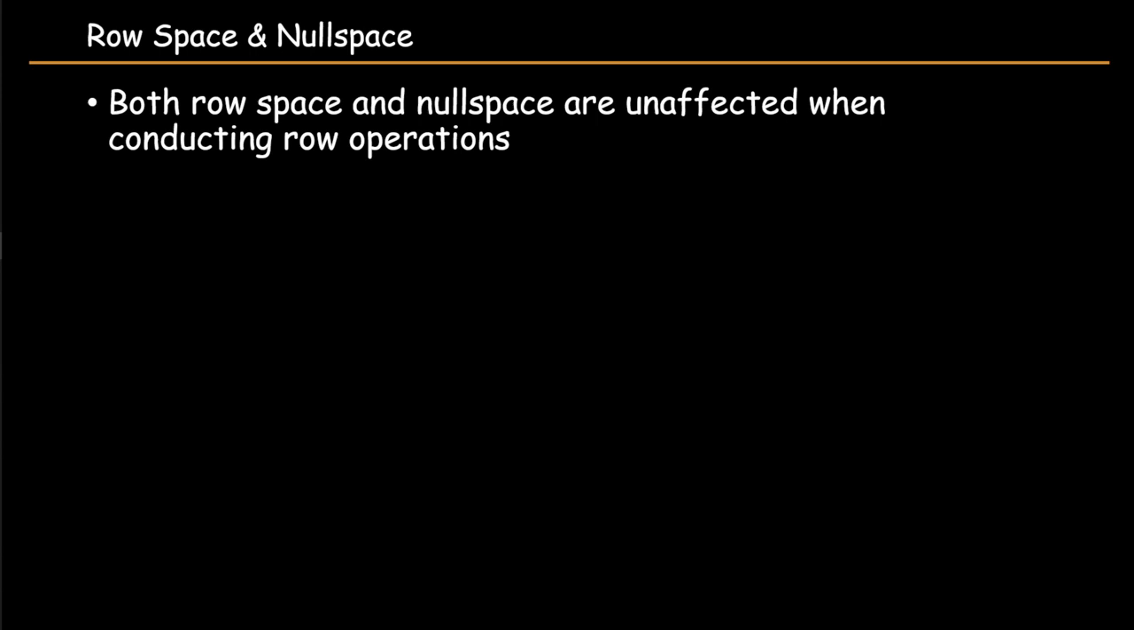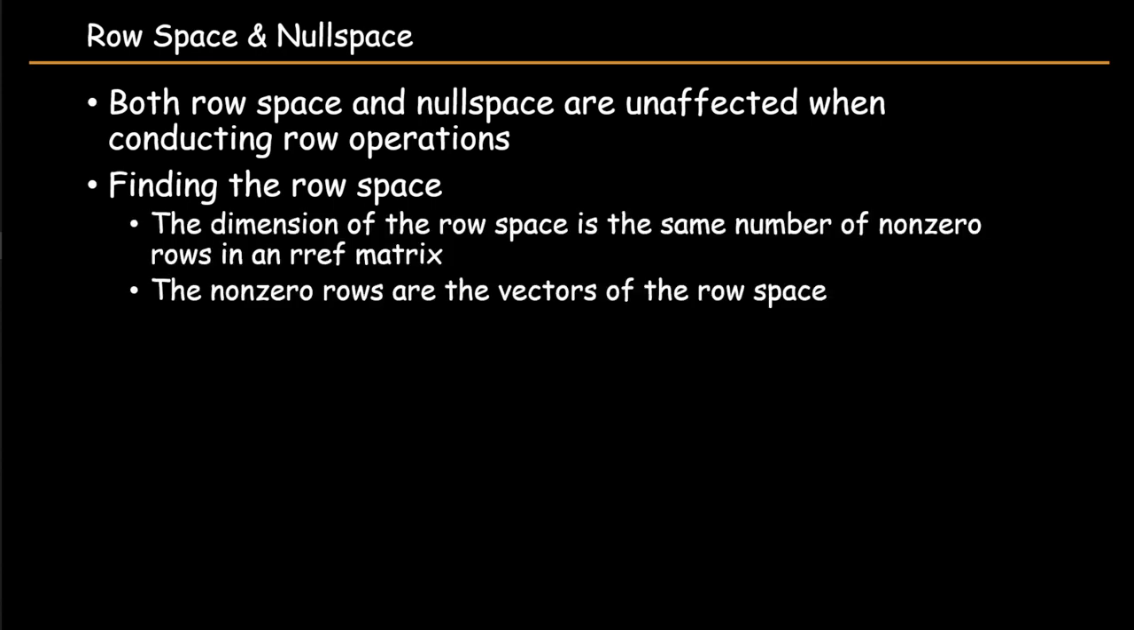The reason is that we can find these subspaces. To find the row space, we first need to figure out the dimension of the row space. The dimension of the row space is the number of non-zero rows in the row reduced echelon form of that matrix. And then those non-zero rows are the vectors, or the elements, of the row space.